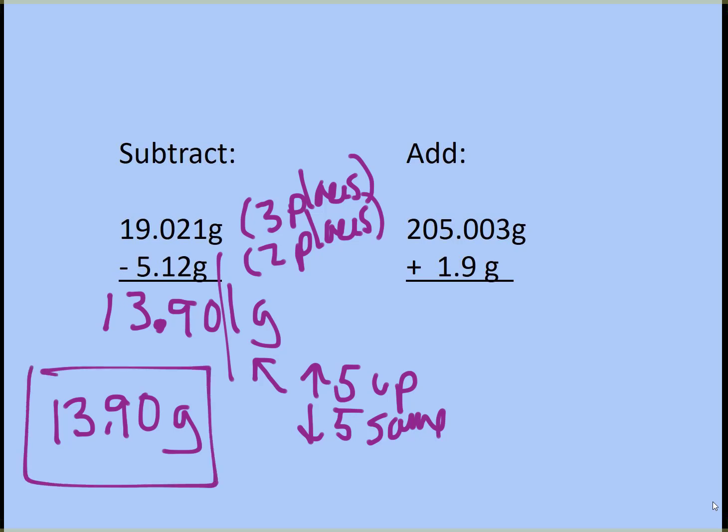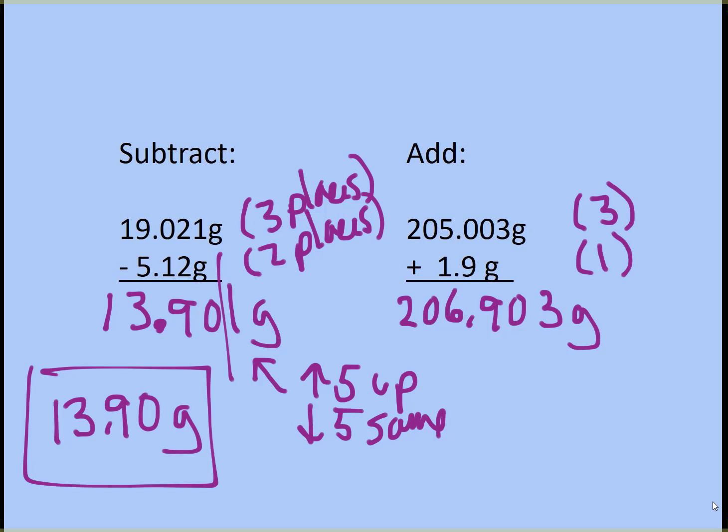We're adding. So putting that into your calculator, this is what I get. And again, I want to count places past the decimal. This one has 3. This one has 1. So I want to cut it out 1 place past the decimal. So I'll have 206.9 grams.